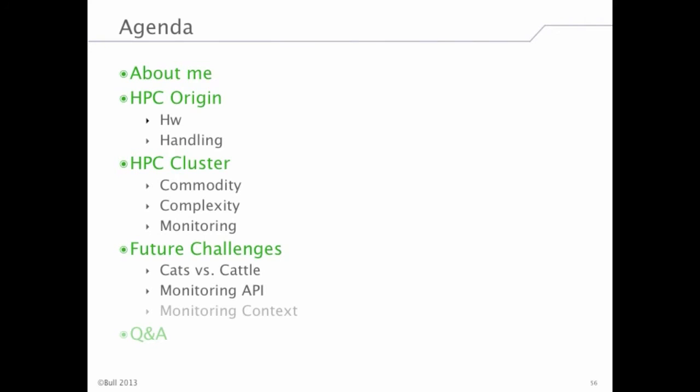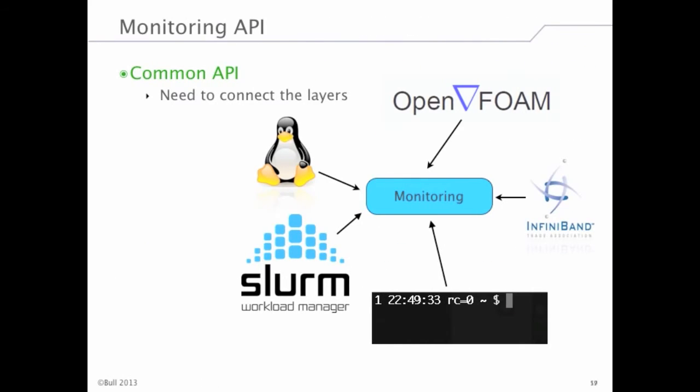Okay, so monitoring API. As I talked about the layers, in the future, or even today, we need to connect the layers. So if we have these different services and different scripts, we need to have a central monitoring that digests every information and makes it easily accessible. Maybe in the future it will predict on this, or apply machine learning or whatever, but first I think we have to have the data that we can data mine and we can work with.